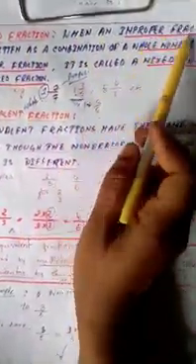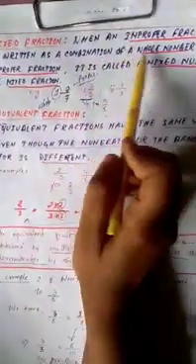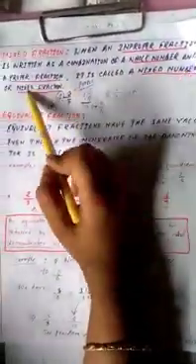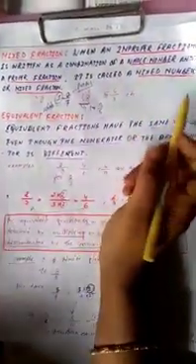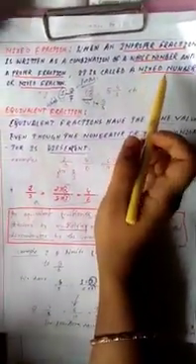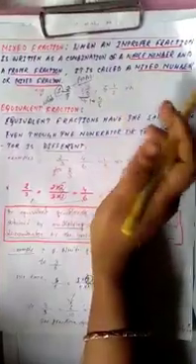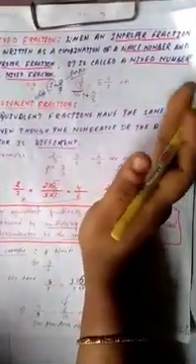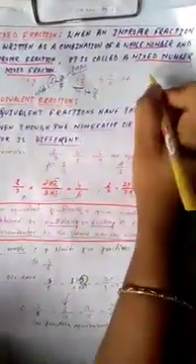Okay, all right children. So next one is our mixed fraction. When an improper fraction is written as a combination of a whole number and a proper fraction, it is called a mixed number or mixed fraction. What does it mean students? It is an improper fraction when we write it as a combination of a whole number and a proper fraction. See here, suppose I write here 1, 2 by 7.